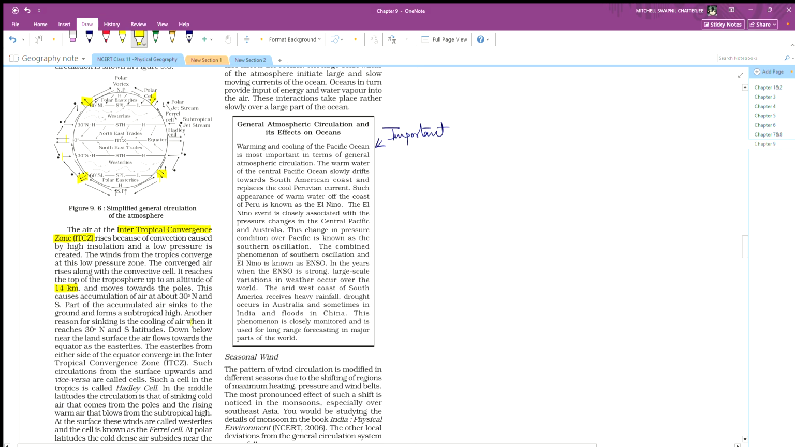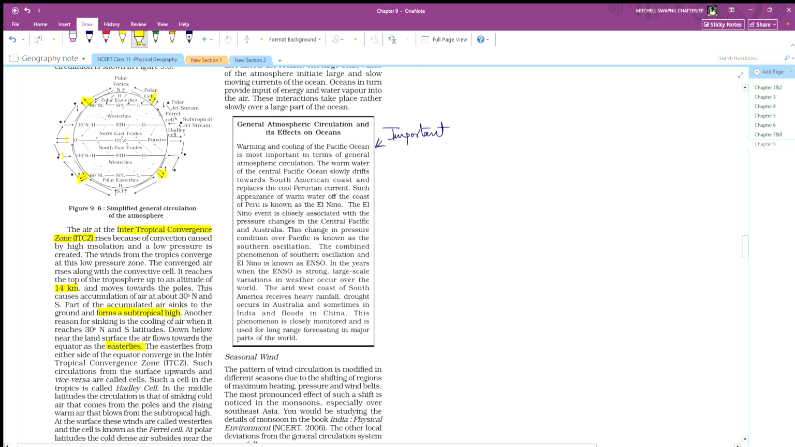Another reason for the sinking is the cooling of air when it reaches 30 degrees north and south latitude. Down below, near the surface, the air moves toward the equator as the easterlies. The easterlies go from here toward the equator. This is a keyword: subtropical high is a keyword. It forms a subtropical high.